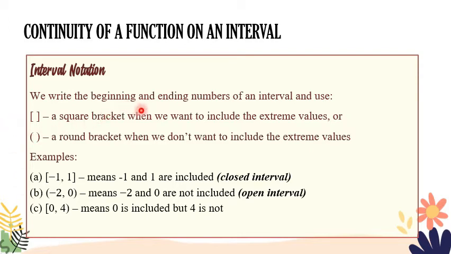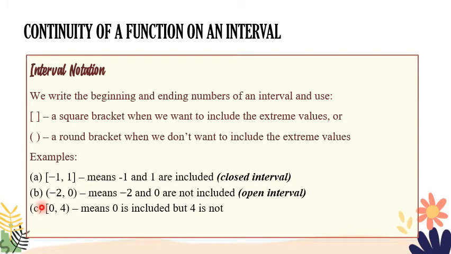So we write the beginning and ending numbers of an interval and use a square bracket when we want to include the extreme values, or a round bracket or parenthesis when we don't want to include the extreme values. So for example, in A here, we have the closed interval from -1 to 1, which means -1 and 1 are included. And since we used square brackets, this is a closed interval.